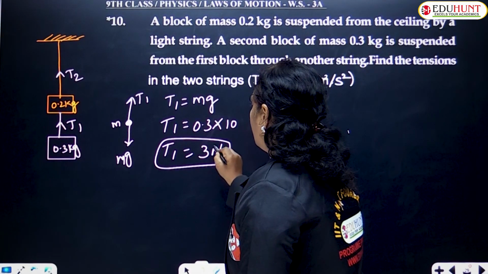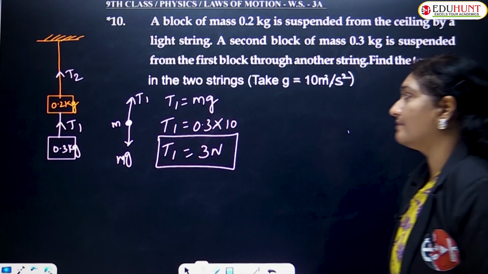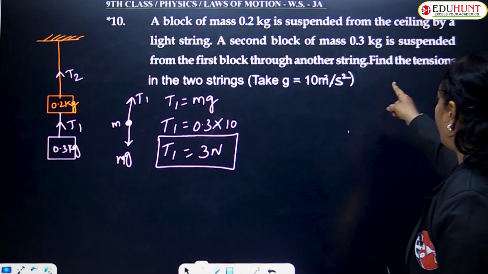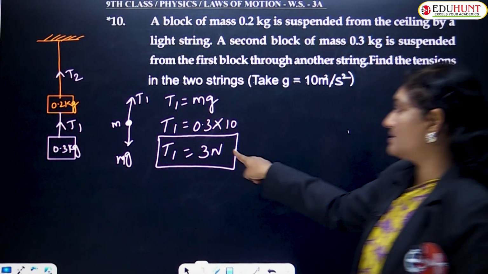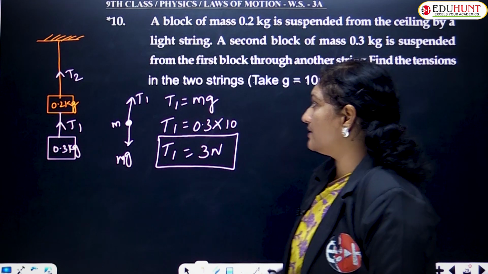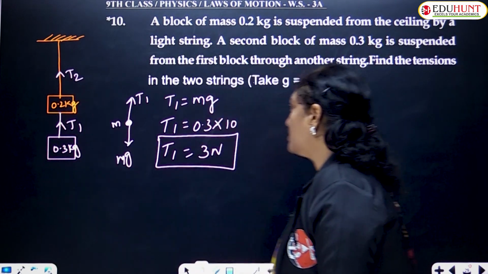The value of the tension is found to be 3 Newton. Is that clear? But you are asked to find out the tensions in the two strings. So the first string, we found it as 3 Newtons. Let us also try to find out the tension in the second string.